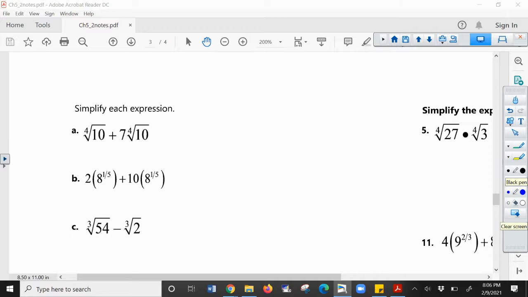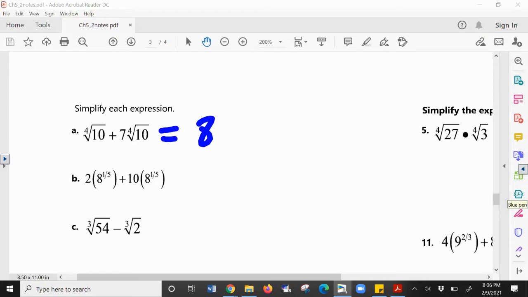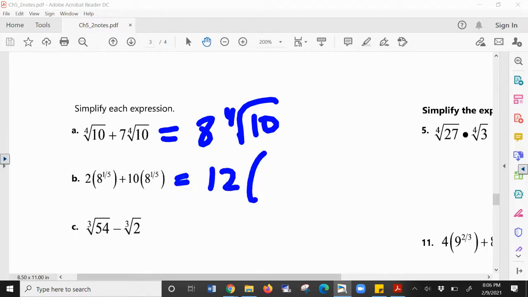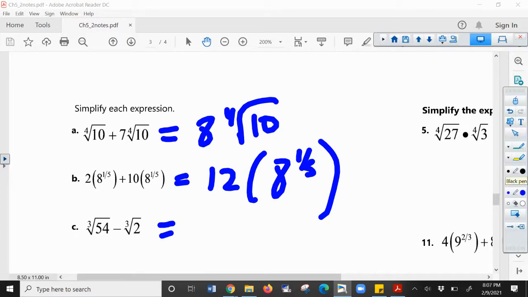So when we have these problems here, the first one, we have one of these things and 7 more of those things, which makes 8 of those things. So 8 times the fourth root of 10. Same thing with this one. We have 2 of those things and 10 of those things, which makes 12 of those things. The things don't change, just like if you were adding 1x and 2x, you wouldn't change the x's. This one, though, don't get trapped in saying this is 52 because it's not. We can't do anything with that until we see if they're really the same thing underneath.